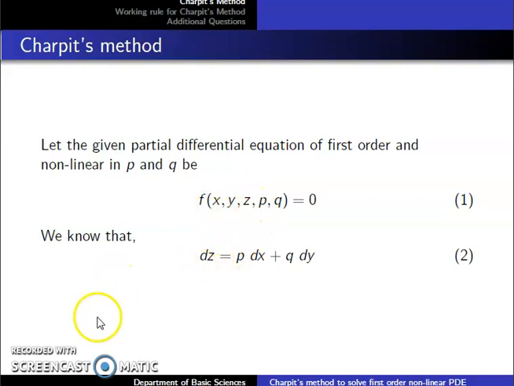So the total differential of z, denoted by dz, is equal to dou z by dou x into dx plus dou z by dou y into dy. Using the general notations, we can write the total differential dz is equal to p dx plus q dy. So let us take this as equation number 2.